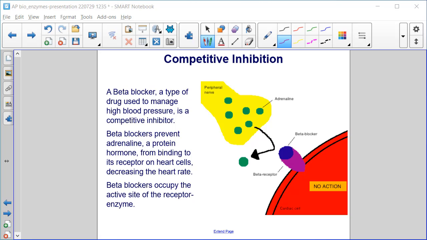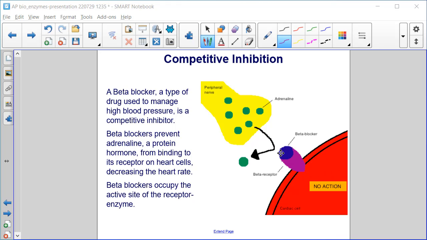A beta blocker, a type of drug used to manage high blood pressure, is a competitive inhibitor. Beta blockers prevent adrenaline, a protein hormone, from binding to its receptor on heart cells, decreasing the heart rate. Beta blockers occupy the active site of the receptor enzyme.